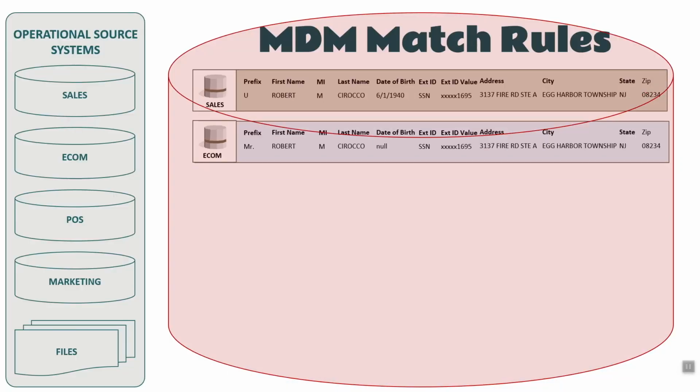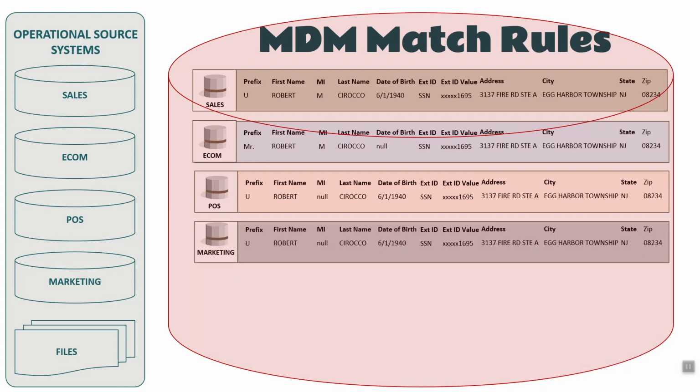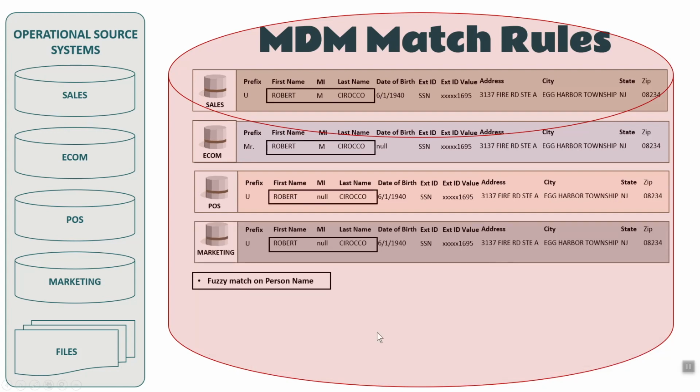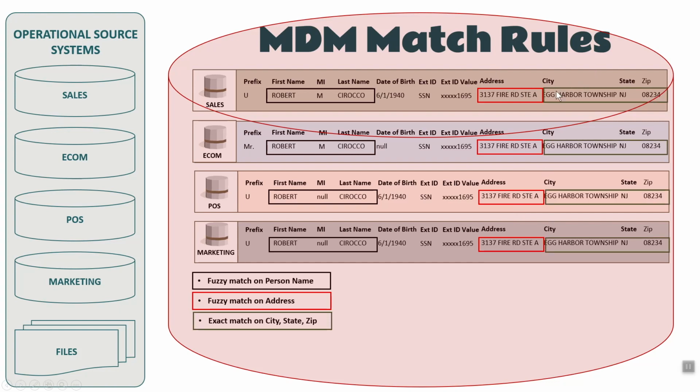And see the data getting from the 4 different sources, how I am able to, using the fuzzy match on the person name, identify them, and fuzzy match on the address, identify them as one record or a unique record. And from the city, state and zip, since they're all the same, I can use an exact match to get the unique record, an exact match on the external identifier like the social security number.